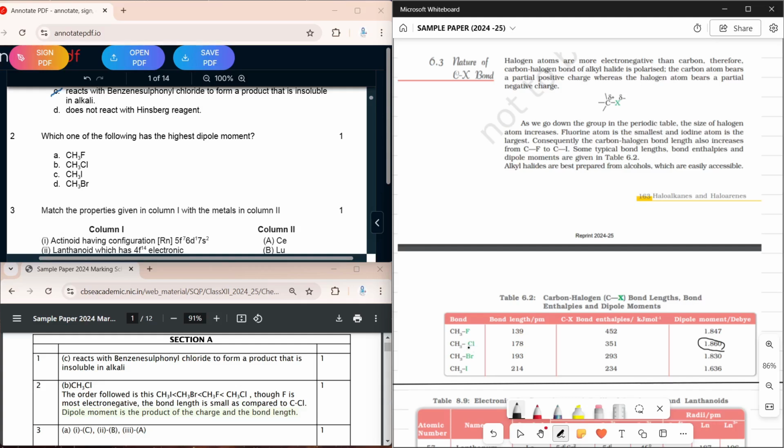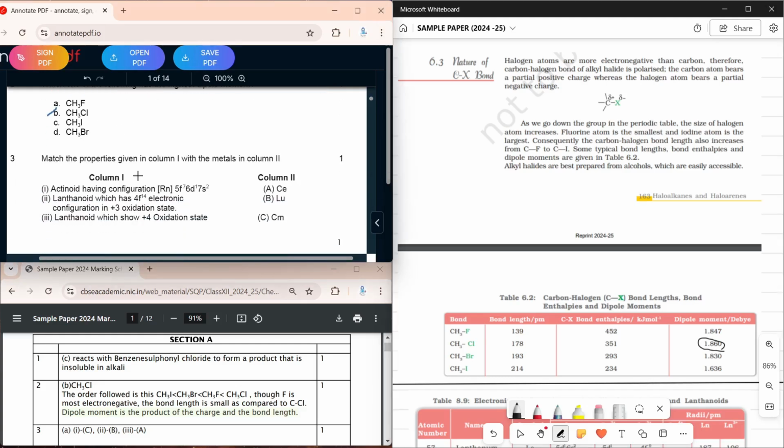Okay, we're comparing bond length to the atomic size of chlorine and electronegativity of chlorine and the different elements in the group. So the answer to this question is going to be CH3Cl, and I hope that makes sense. Let me know if you have any difficulty.